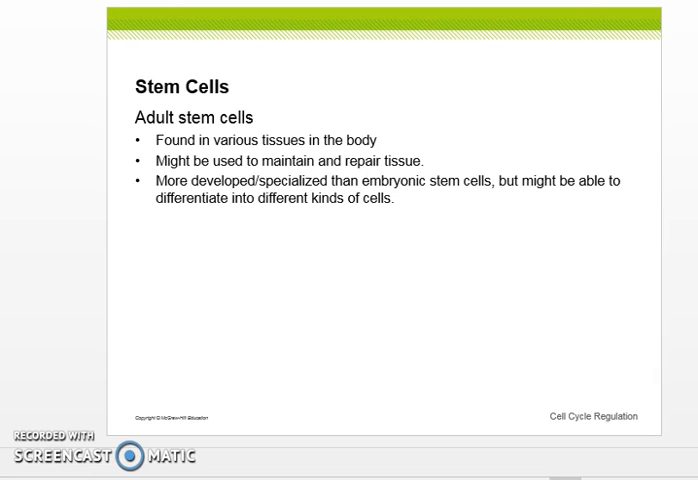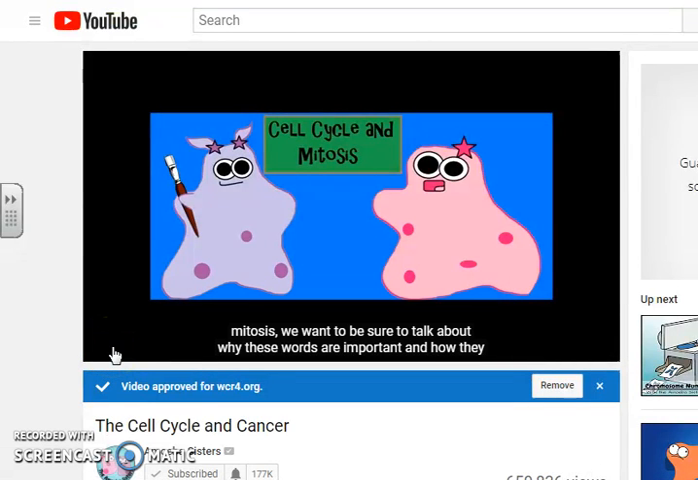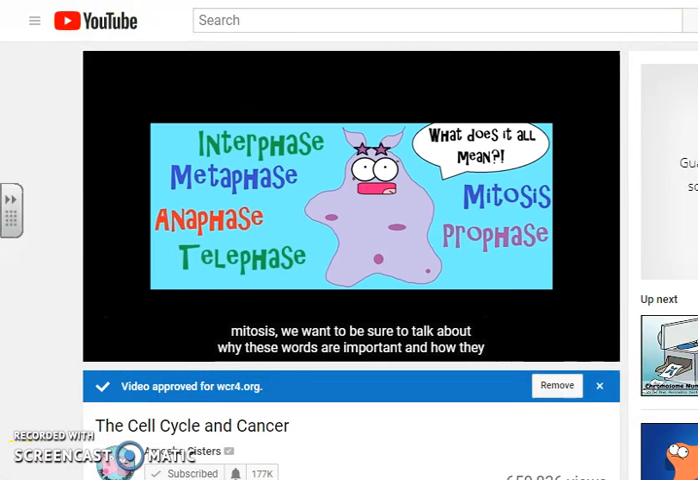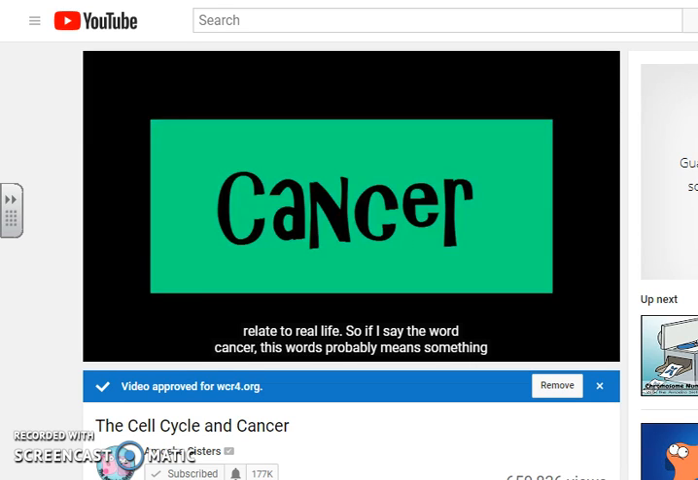Adult stem cells, we have found in various tissues of the body, might be used to maintain and repair tissue, and are more developed and specialized than embryonic stem cells, but might be able to differentiate into different kinds of cells as well. We want to make sure and talk about why these words are important and how they relate to real life. So if I say the word cancer, this word probably means something to you.